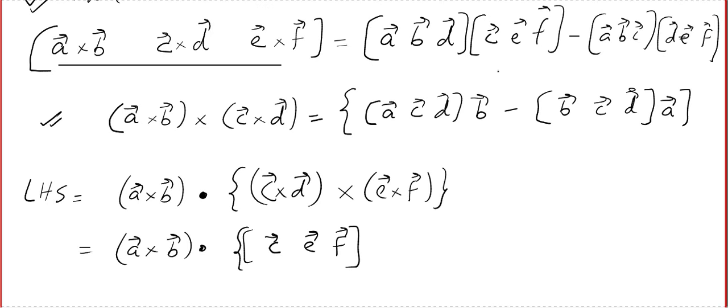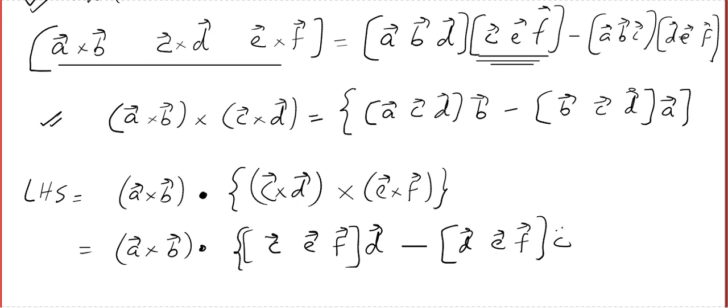Now I am happy. I can see the same thing here. Who's the missing one? B. Minus, start with the second one, D, E, F. And the missing one is C.